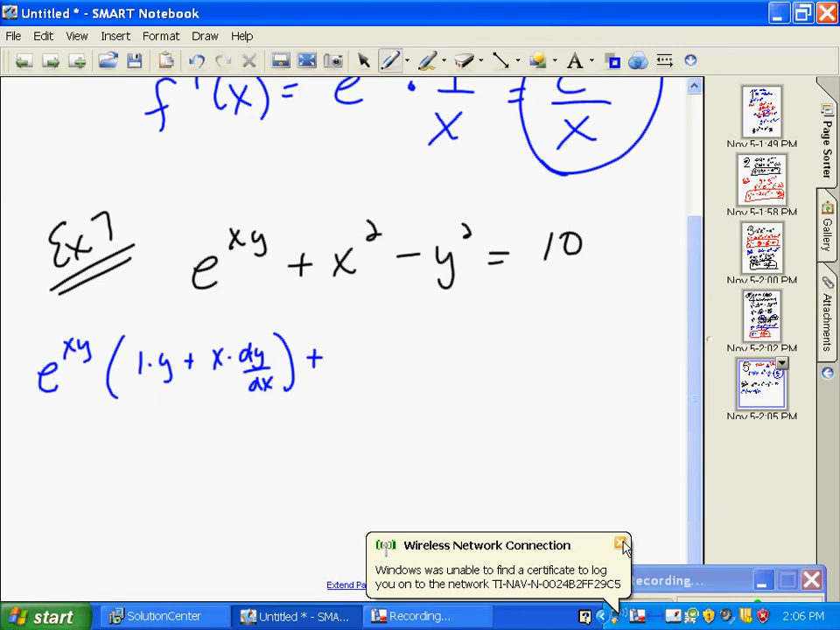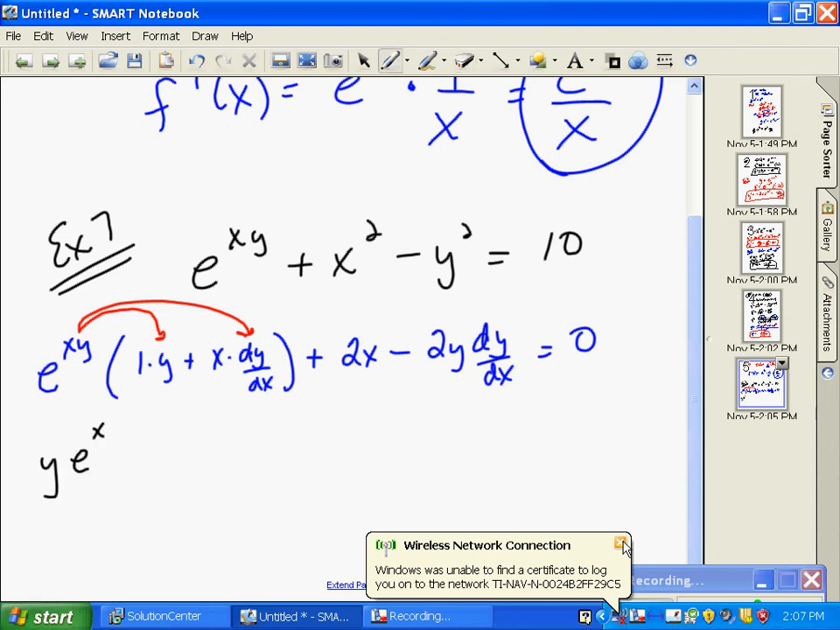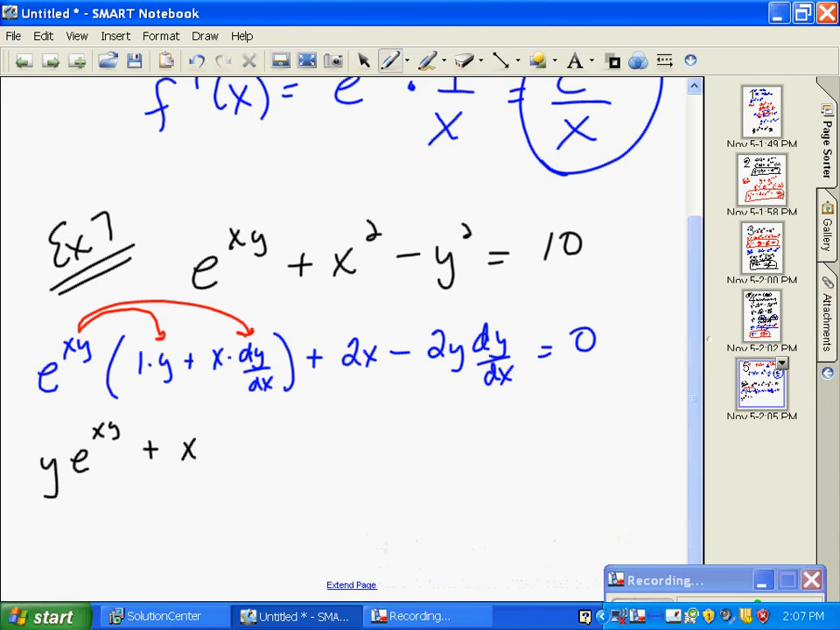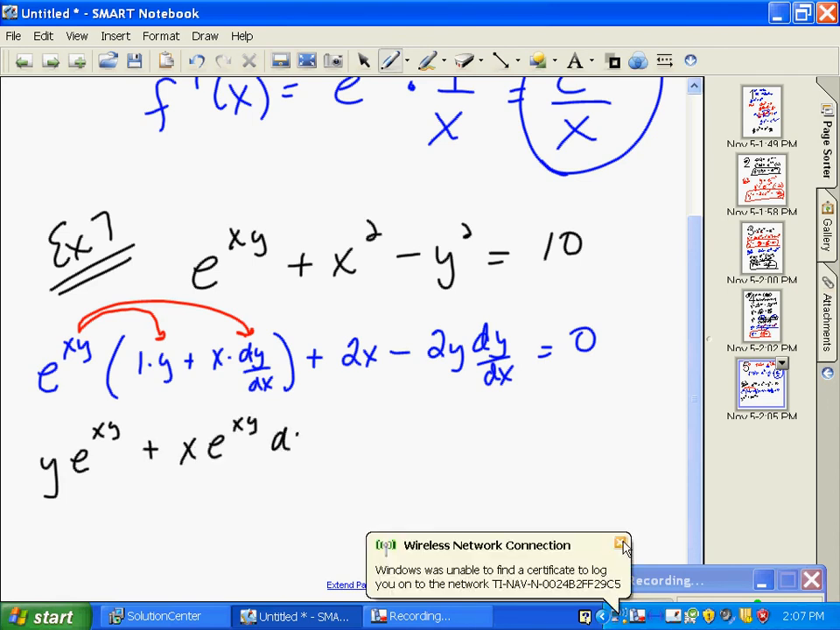Then I have the derivative of x squared is just going to be 2x minus the derivative of y squared is going to be 2y dy dx equal to 0. Now this dy dx right here that's inside the parentheses needs to get out of that parenthesis. So basically I'm going to have to distribute this e to the xy here because I need to get that dy dx out of that parenthesis. So when I distribute that I'm going to get y e to the xy power plus x e to the xy power dy dx plus 2x minus 2y dy dx.